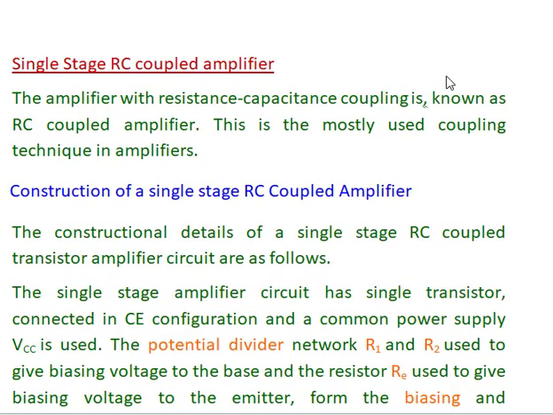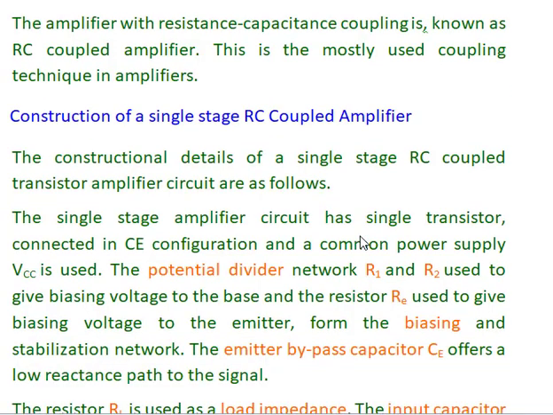What is a single stage RC coupled amplifier? An amplifier with resistance R and capacitance C coupling is known as an RC coupled amplifier. This RC coupling technique is employed in many amplifiers. Now we see the construction of the RC coupled amplifier.